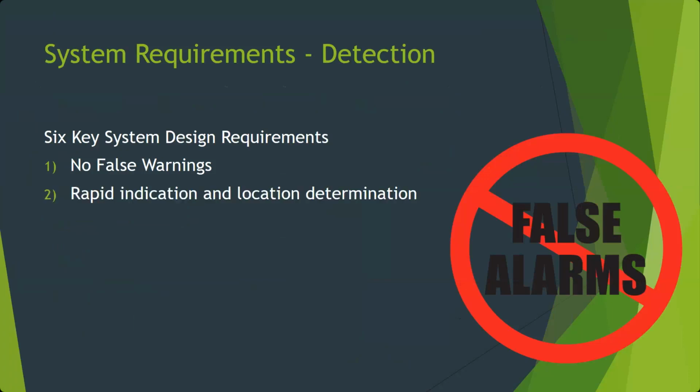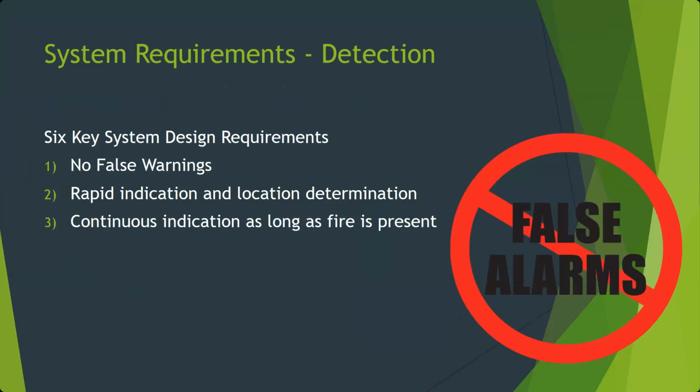The second is when we do have something, we want to be able to rapidly indicate that to the crew and tell them where it is. Right? You don't just want something that says fire and it doesn't tell you if it's an engine fire, if it's the left engine, or if it's the right engine, or if it's a cargo fire, right? Or landing gear fire. You've got to know where it's actually happening in order to deal with it.